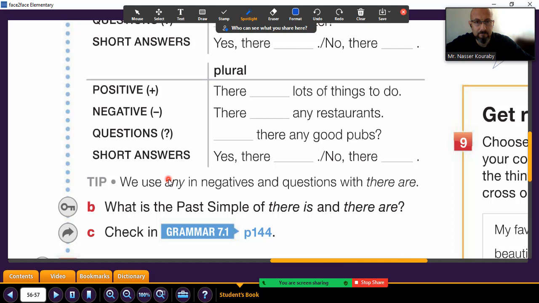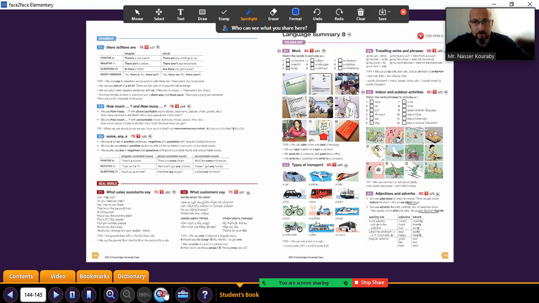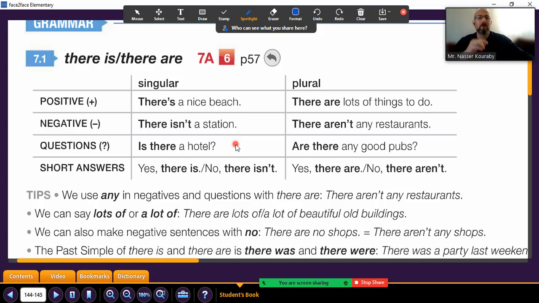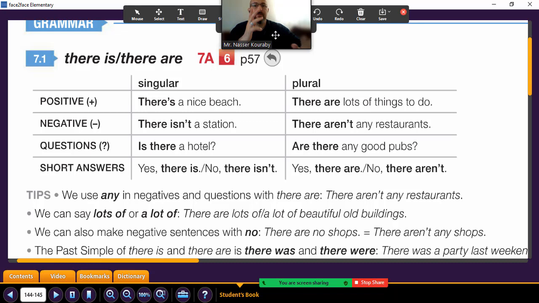Okay, now let's go and check on page 144, 7.1. So, if we talk about one thing, singular, we say there is a nice beach. For example, here in my living room, we can say there is a TV, one TV in the room. Okay, we have four chairs in the room, so I say there are four chairs, plural. But maybe in the room, no TV, so there isn't a TV, negative.